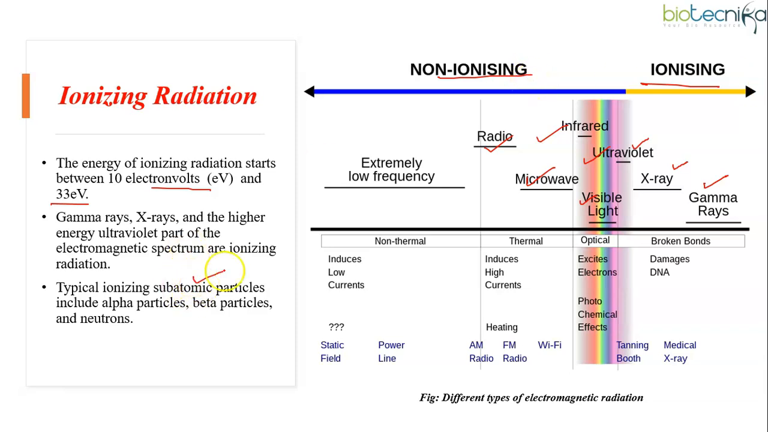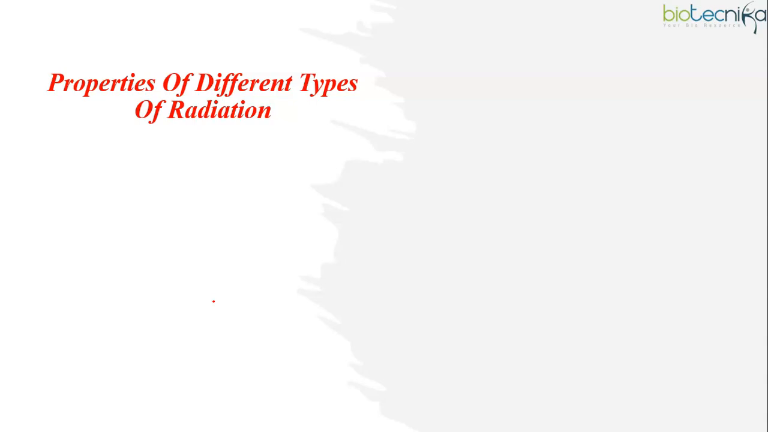Typical ionizing subatomic particles include alpha particle, beta particle, and neutrons. These are typically created by radioactive decay, and almost all are energetic enough to ionize. So let's know about these subatomic ionizing radiations in detail.